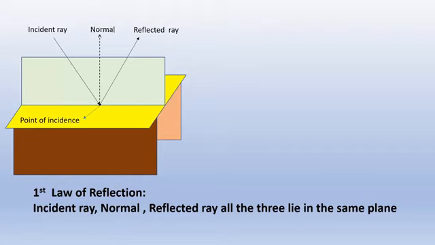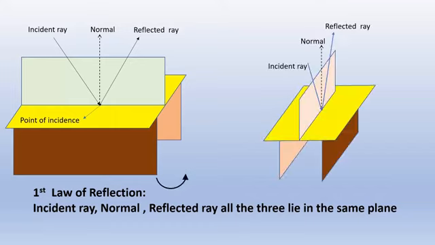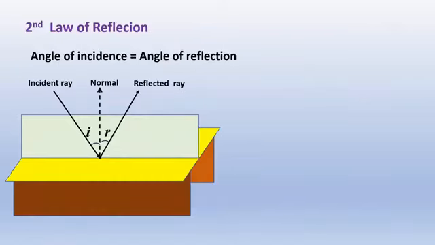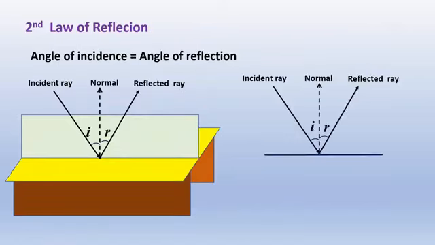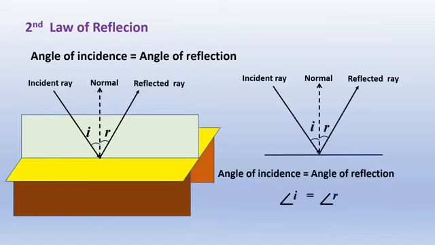The first law says the incident ray, normal, and reflected ray all three lie in the same plane. If you rotate this table, we can see that the incident ray, normal and reflected ray are in the same plane. The second law of reflection says that the angle of incidence is equal to the angle of reflection. I should be equal to R.